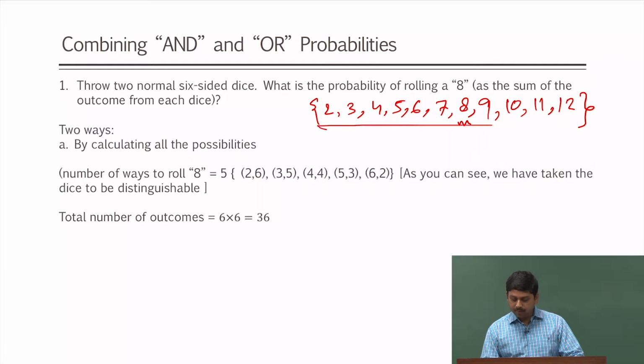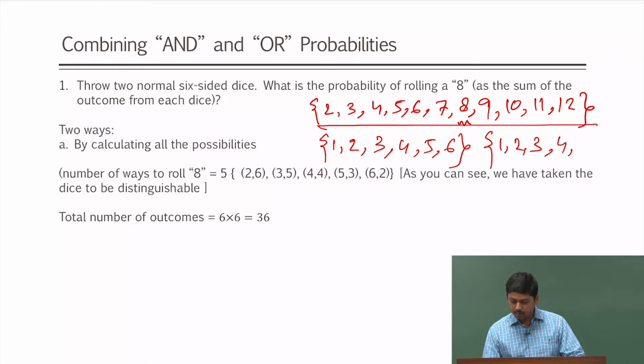Total number of outcomes is that my first die can be any of these 6 and my second die can be any of these 6. Which means I can take 1 from here and 1 from there, 1 from here, 2 from there, 1 from here, 3 from there, 1 from here, 4 from there, 1 from here, 5 from there, and 1 from here, 6 from there. So, for 1 I have 6 possibilities, for 2 also I have 6 possibilities, for 3 also, and for each of them I have 6 possibilities. So, 6 into 6, total 36 possibilities are there.